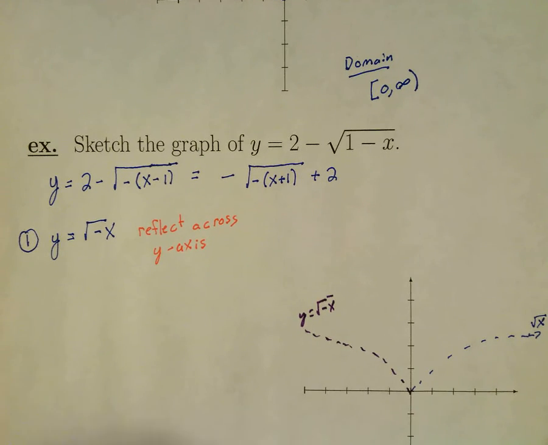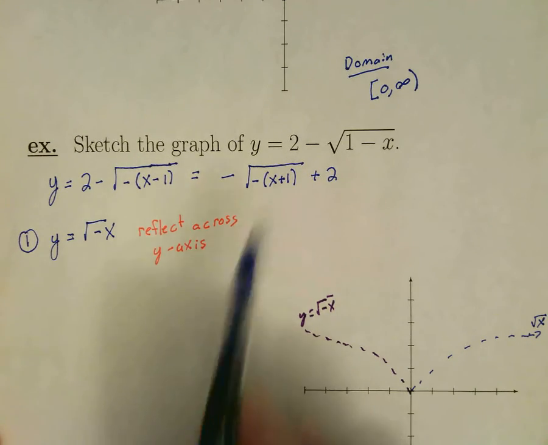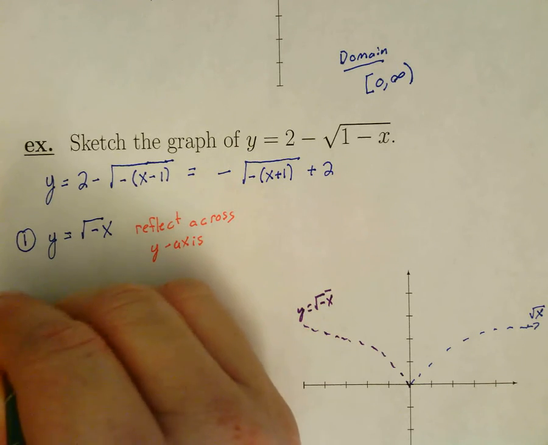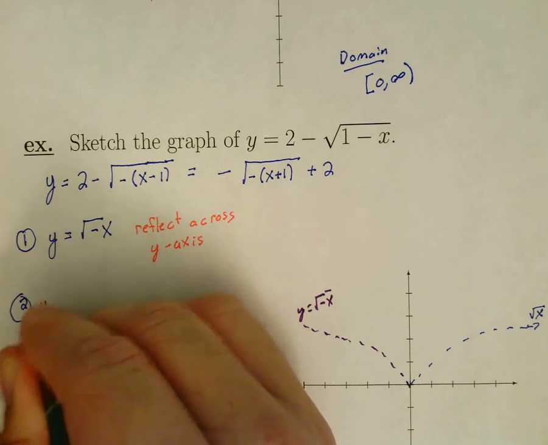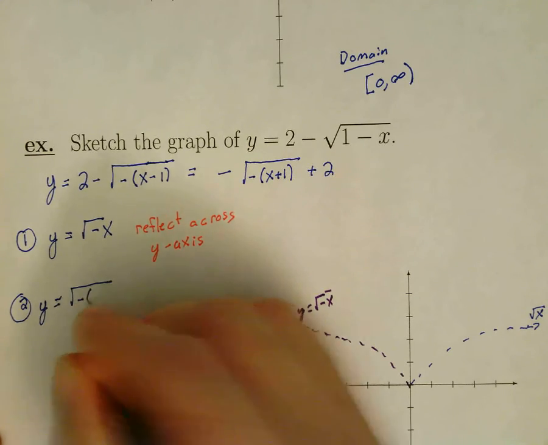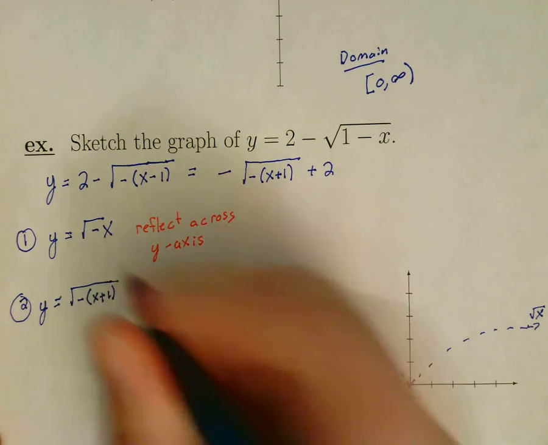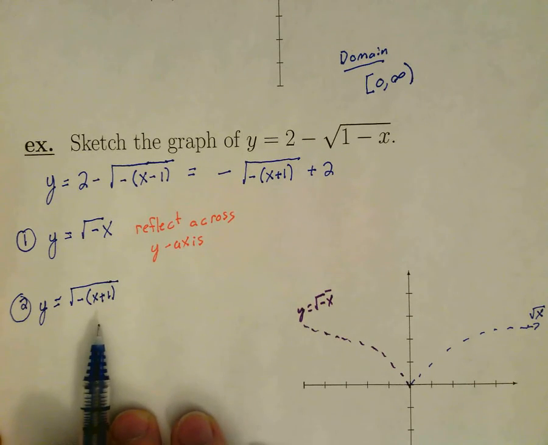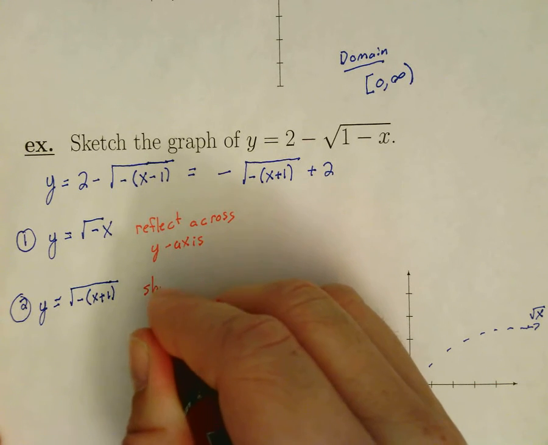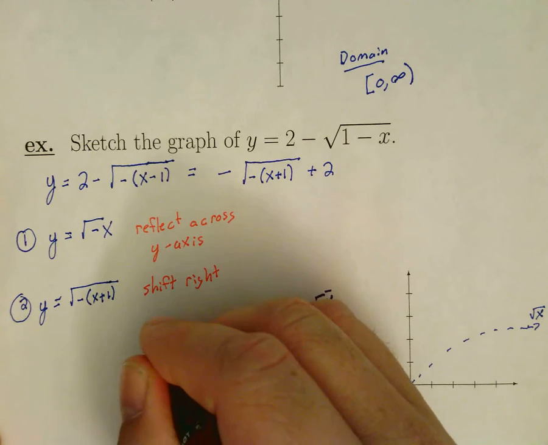Okay, now the second thing I want to do, because that's not quite what I want, is put in x plus 1 inside of that. So I'm going to have y is equal to the square root of negative x plus 1. And what happens if I replace x with x plus 1, Hunter? What does that do? Shift right 1 unit. Shift right 1 unit. Exactly. So that's going to shift right 1 unit.